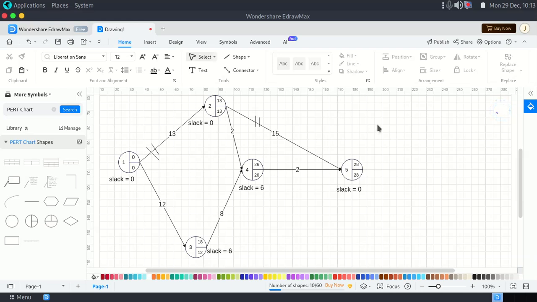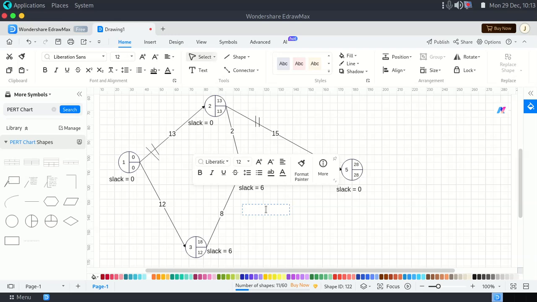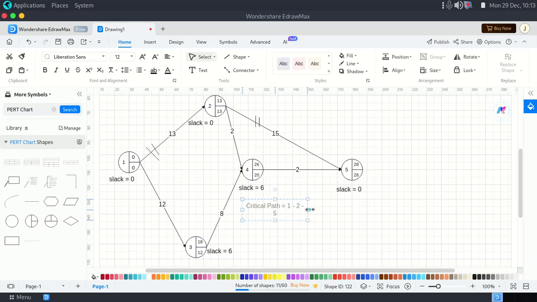Now we can represent our critical path. So we say critical path is equal to what? From 1 to 2, yes, we have a critical path. So I'll say 1, 2. And again, from 2 to 5, we have a critical path. So I'll say 2 to 5. That's our critical path. So officially, our critical path is from 1 to 2 to 5.